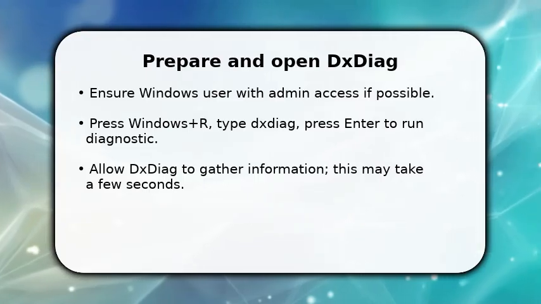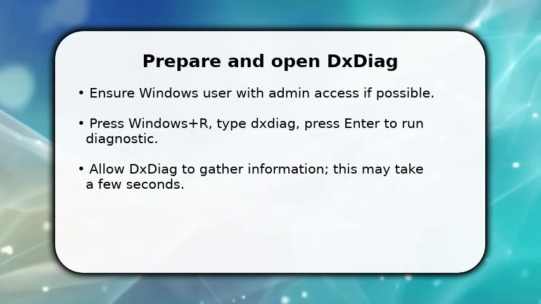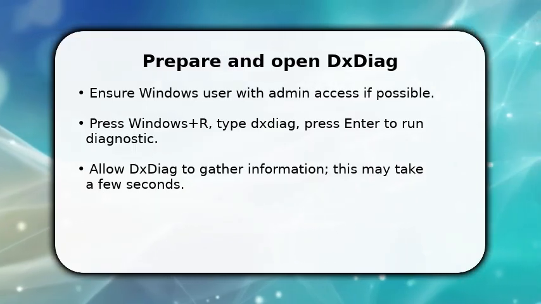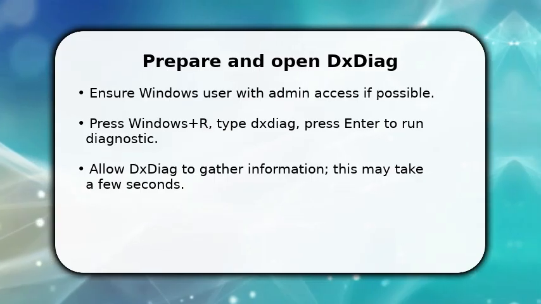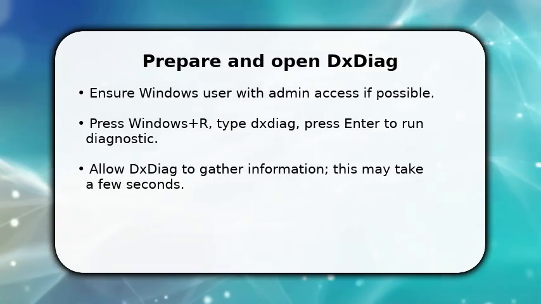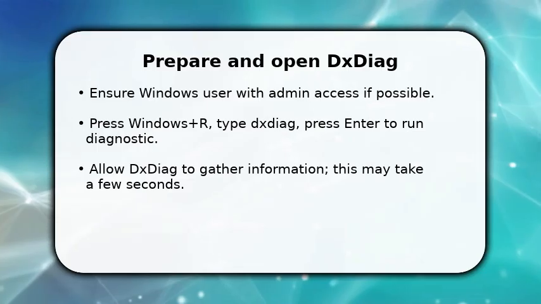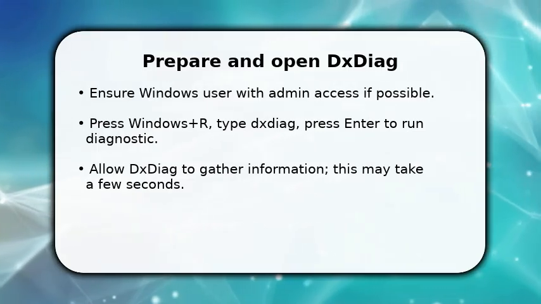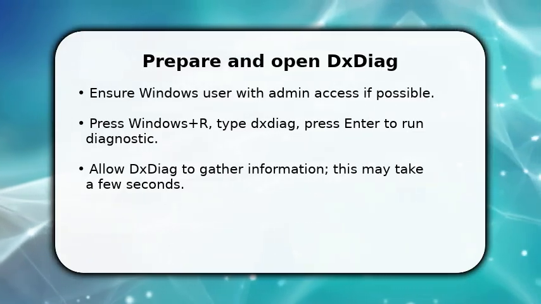You start by launching the built-in DirectX diagnostic tool so you can see version details quickly. First, make sure you're signed into Windows. Admin isn't required but helps for full details. Then press Windows and R together, type dxdiag into the box, and hit Enter.